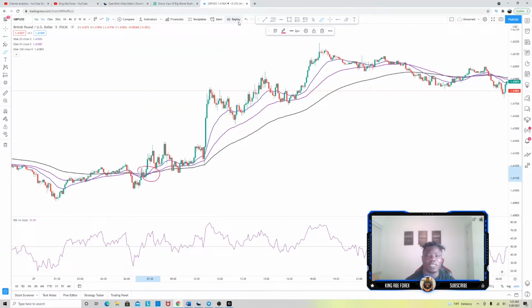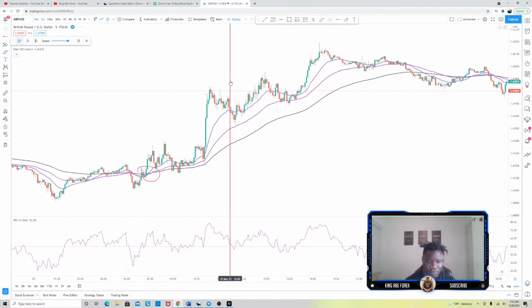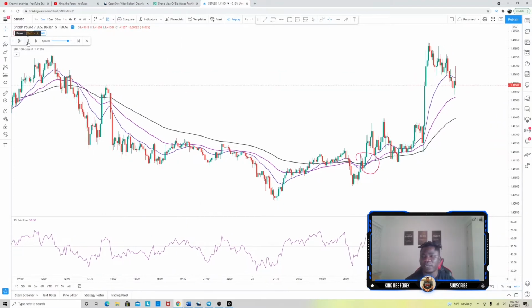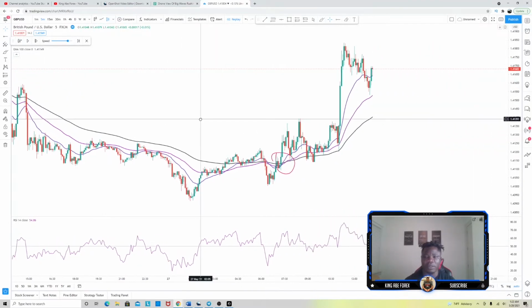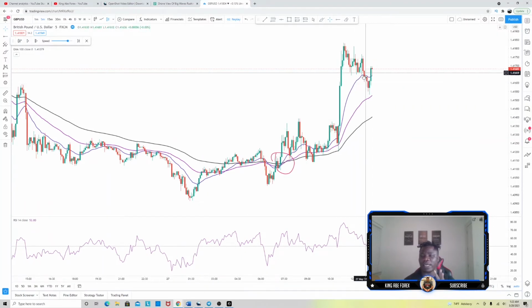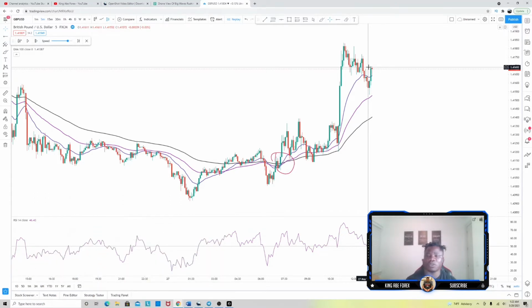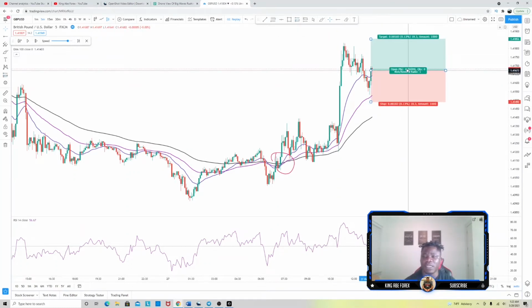Now if I put this in replay mode, we're just going to start from right over here where we had this pullback, and let's see how that played out. As you can see, we have the pullback. At this bullish engulfing candle right over here, this is your entry. Now I'm going to set my 20 pips and target a 1 to 5 risk to reward ratio, and you'll see how this trade played out.